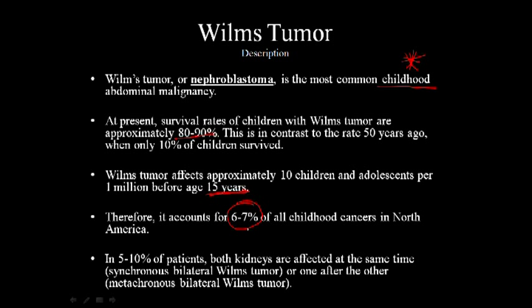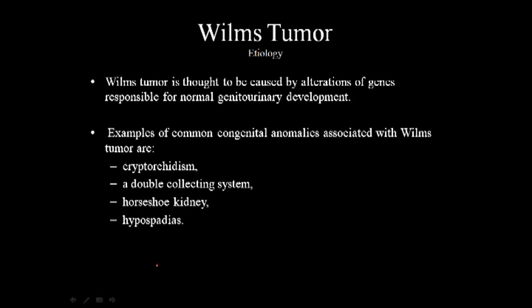In 5 to 10% of patients, both kidneys are affected at the same time, which is called synchronous bilateral Wilms tumor, or one after the other, which is metachronous bilateral Wilms tumor. And so it can either affect both at the same time or one right after the other. Wilms tumor is thought to be caused by alterations of genes responsible for normal genitourinary development. So it's believed to be caused by alteration of genes.